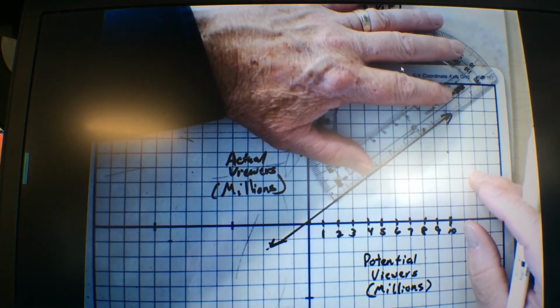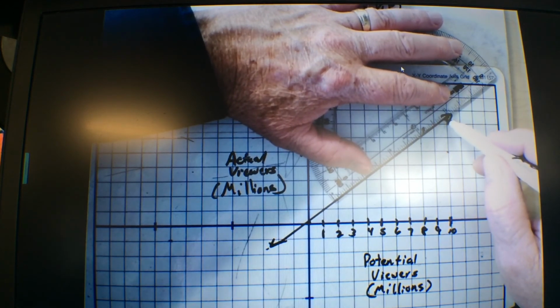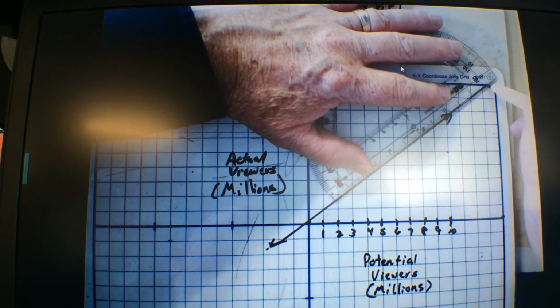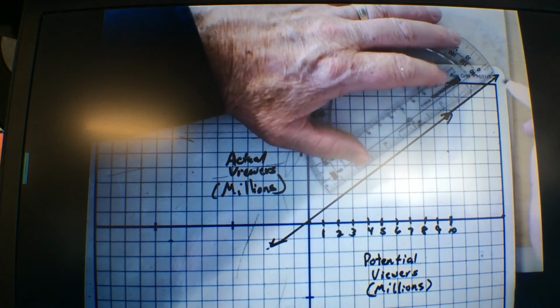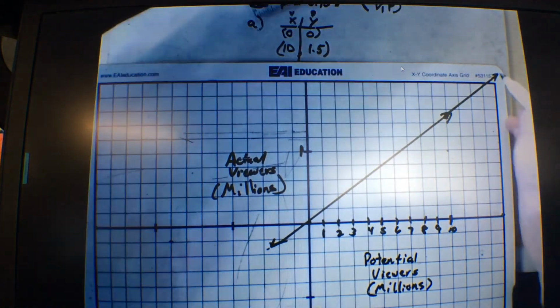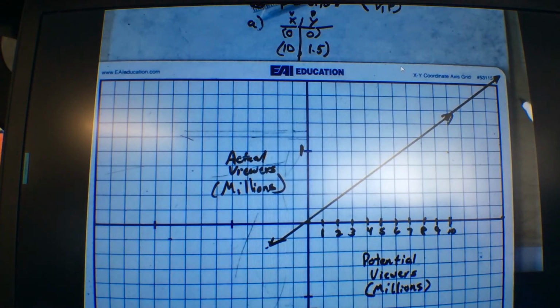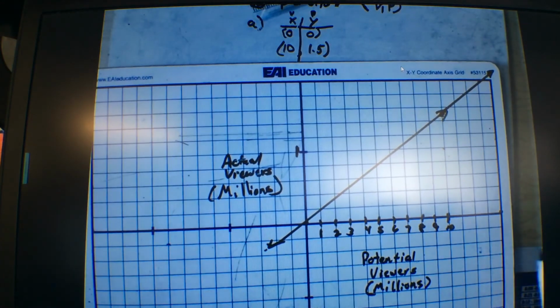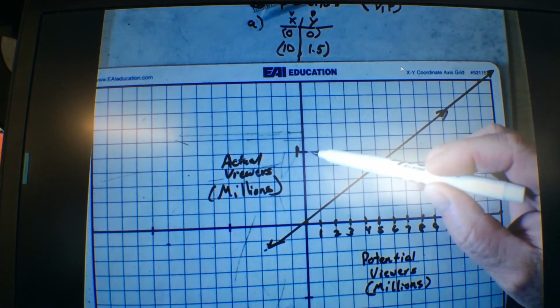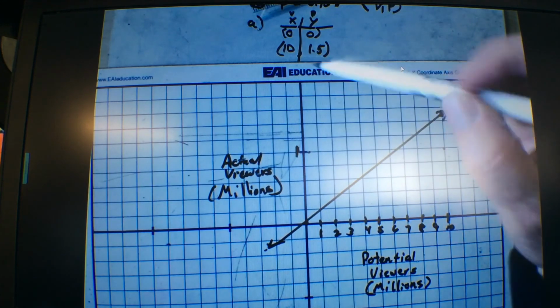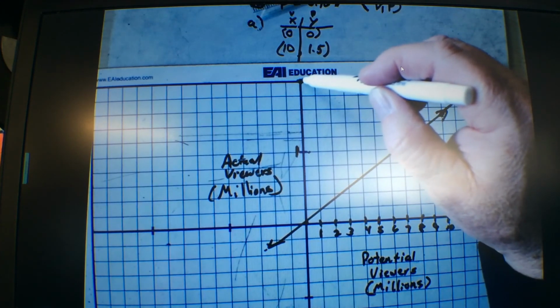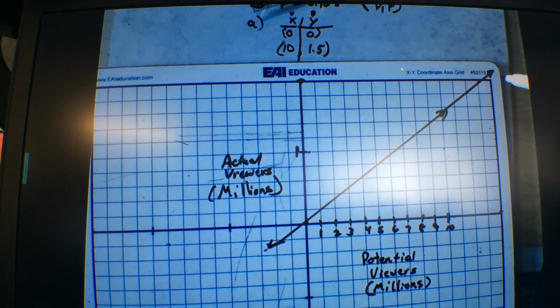I got to use the graph, don't I? So I got to go clear out here. And if I go 14 up, it's about right here. Oh, goodness. We're off the charts, aren't we? Now we got to estimate. Okay, so this is 1 million, right? And the next 5 is 2 million, right? Is it over 2 million? Yep. How far over 2 million?